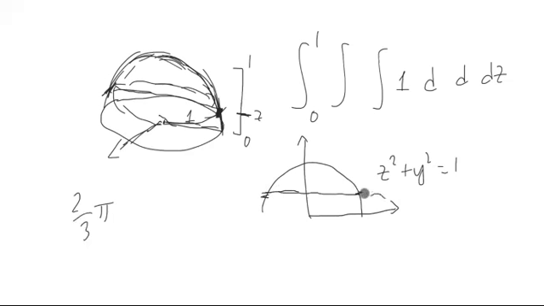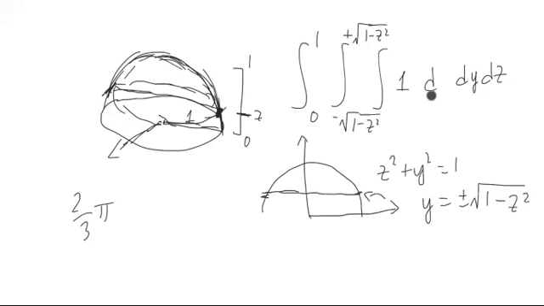So in order to know this coordinate, I can solve for y, and I get plus or minus the square root of 1 minus z squared. So it looks like heading from negative square root of 1 minus z squared up until positive square root of 1 minus z squared. And that would be my dy. Next, let's go to x.